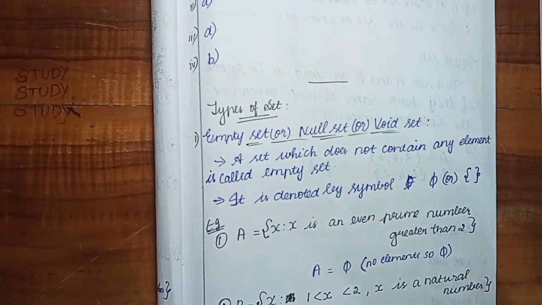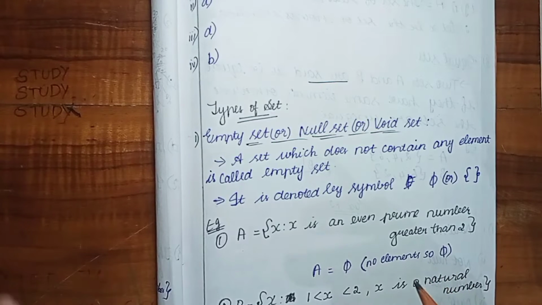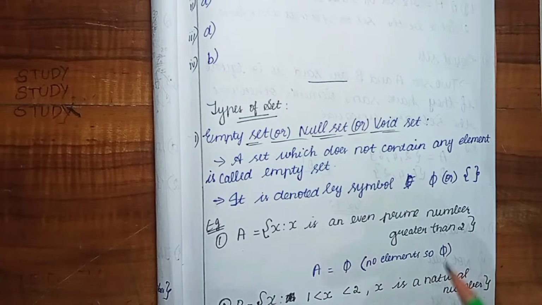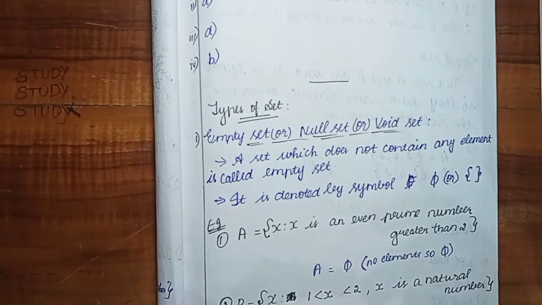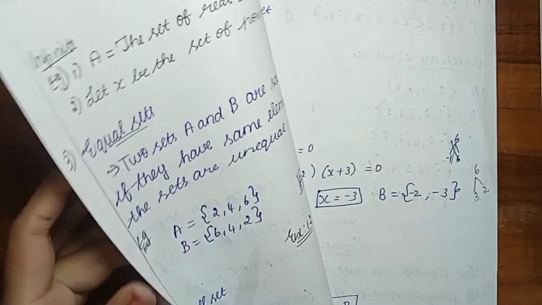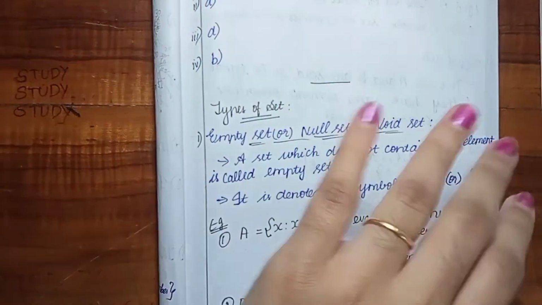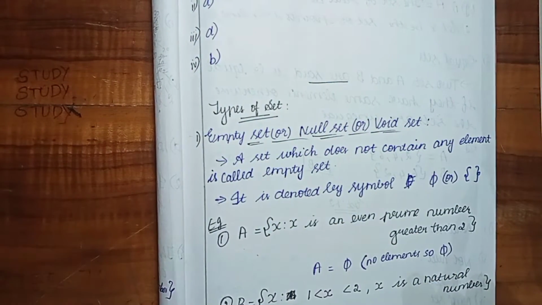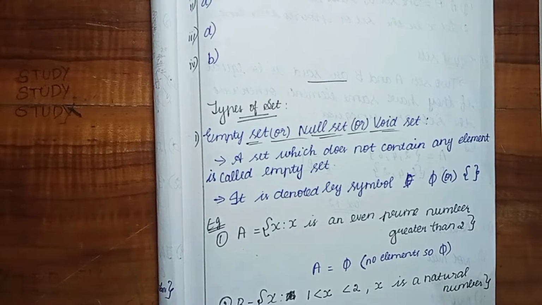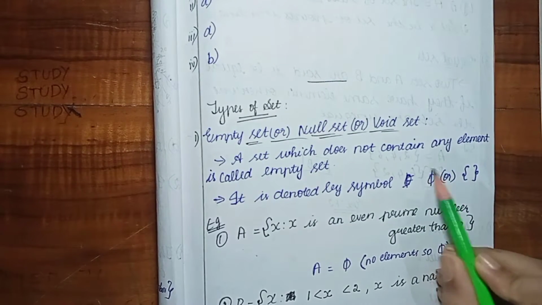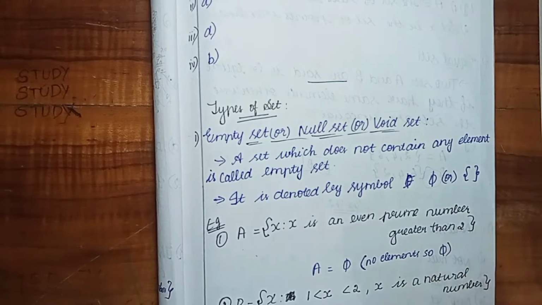Next, let's see the types of set. Empty set, finite set, and sorry, there are other sets also, equal sets. First, empty set, or null set, or void set. Empty set means it does not have any elements. A set which does not contain any elements is called an empty set. It is denoted with this symbol or with empty braces. This is what we call an empty set.